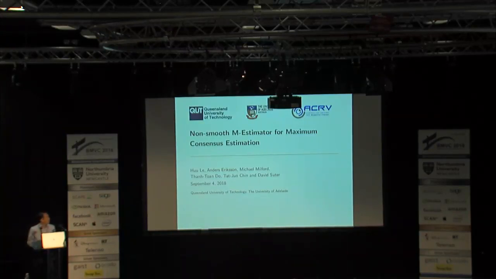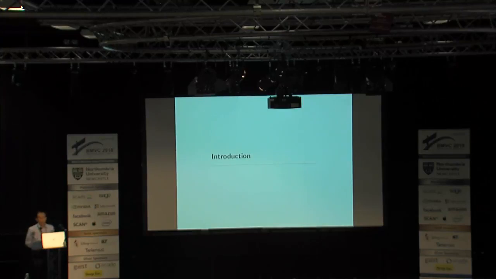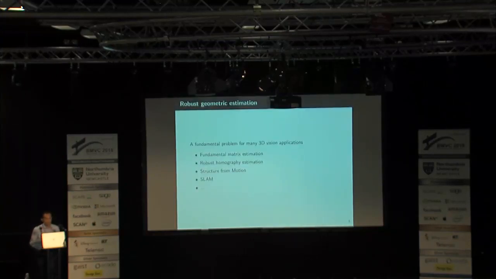Today, I'll present our work on non-smooth M-estimator for maximum consensus estimation. So firstly, let's go briefly into the introduction. Our work focuses on robust geometric estimation, which is a fundamental problem for many 3D vision applications. For example, fundamental matrix estimation, homography estimation, especially structure from motion and SLAM, to name a few.